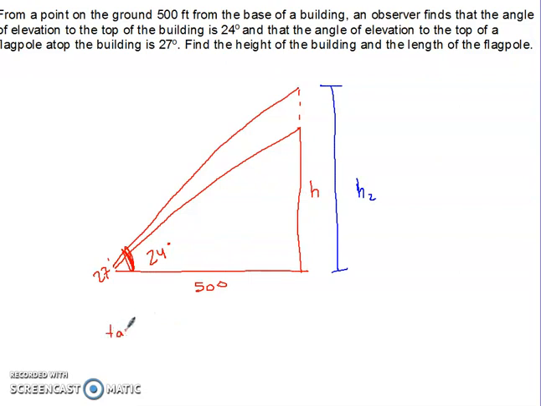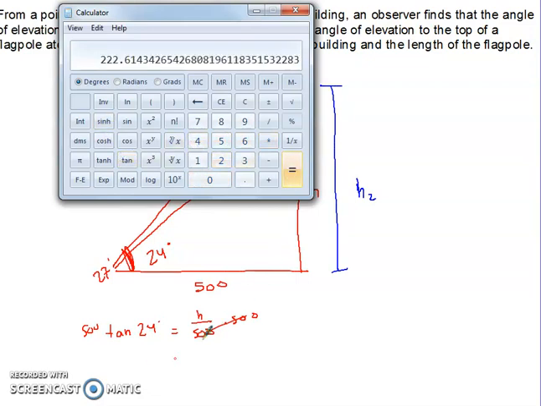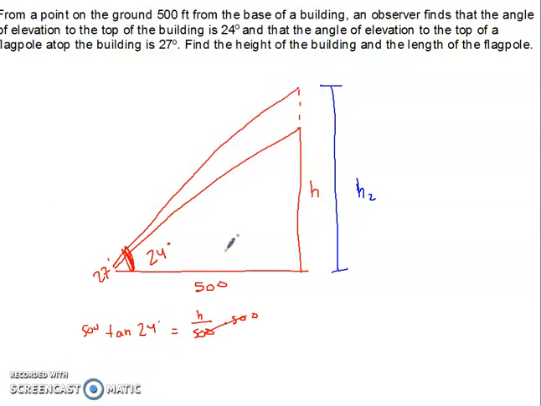So again, the tangent of that 24 degrees for my smaller triangle is equal to the opposite side divided by the adjacent side, and I multiply both sides by 500. On my calculator, 500 times the tangent of 24 gives me a value of 222.6. So this height is approximately 222.6. That is the height of the building.